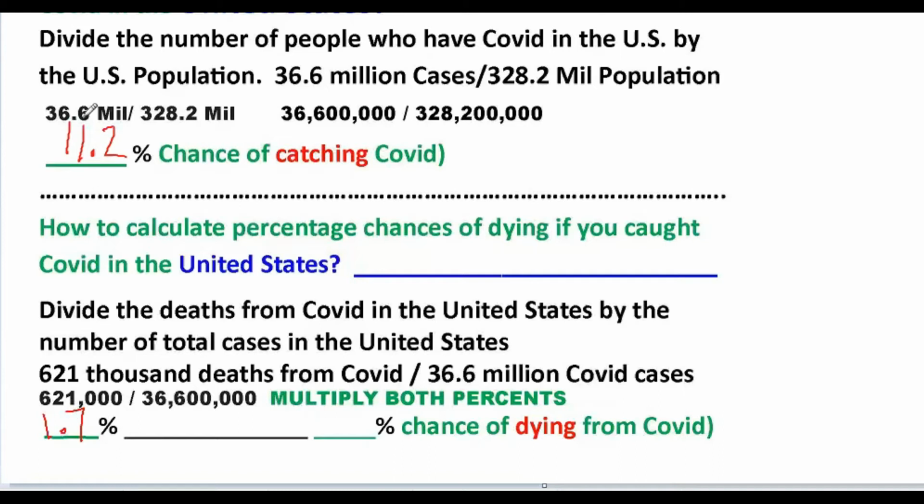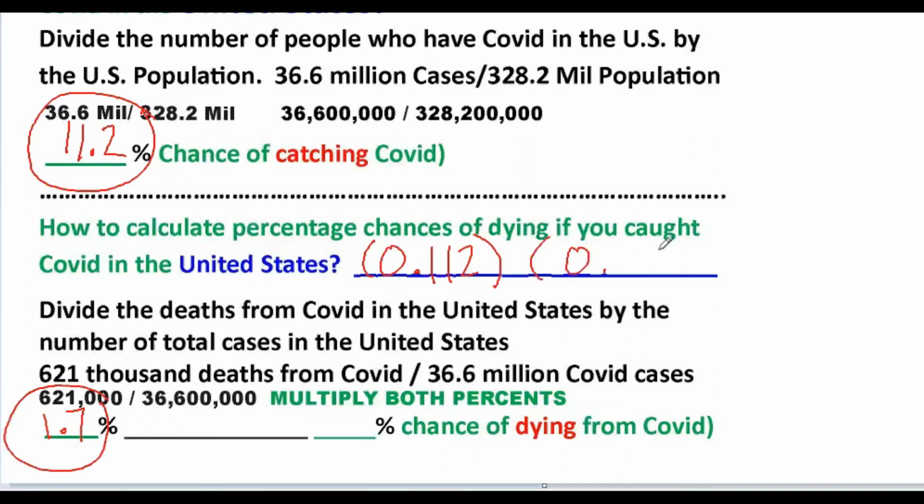But remember, we have to do the same thing we did before. These two numbers, 11.2 and 1.7, we need to multiply those two together. We do need to change them into decimal form. So 11.2 in decimal form would be 0.112, and then 1.7 in decimal form would be 0.017. And as you know, to change 1.7% to decimal form, we just go back 2 spaces.